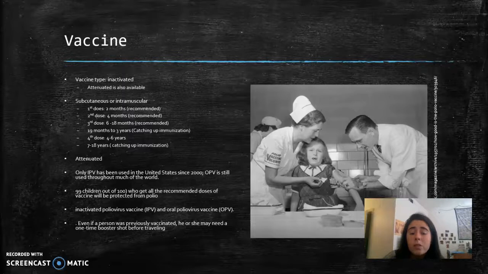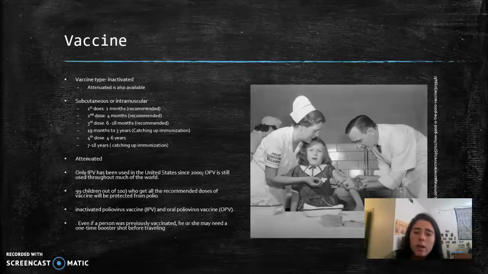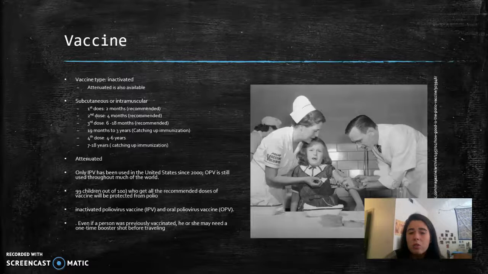Now, there are two vaccines. There's an inactivated vaccine, and then there's an attenuated vaccine that's also available. In the US, we have the subcutaneous or the intramuscular. At 2 months, we get our first dose, 4 months our second. Our third dose is given at 6 to 18 months, and then our fourth dose is between 4 to 6 years old. 99% of children out of 100 who get the recommended doses of the vaccine will be protected from polio. Even a person who's previously been vaccinated may still need a one-time booster if they're traveling to another country that might have polio.